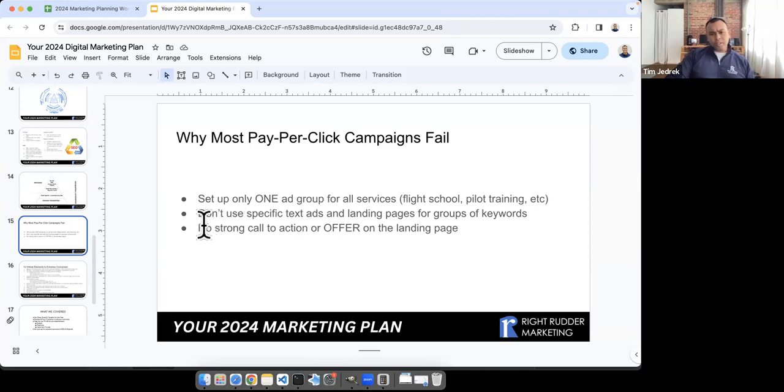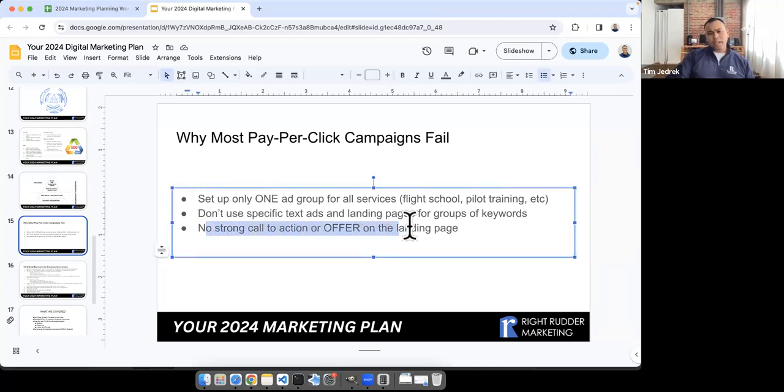One last thing too here is there's also no strong call to action or offer, both on the ad and on the landing page. Whatever landing page you take your ad clicker to, it should have a great offer on that page. Otherwise, it's not going to convert.